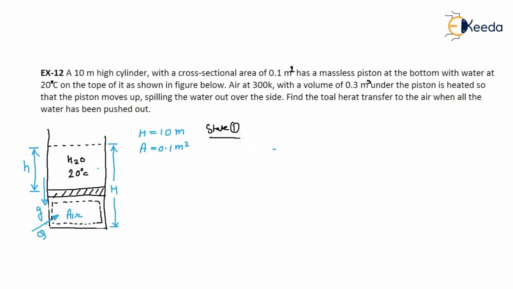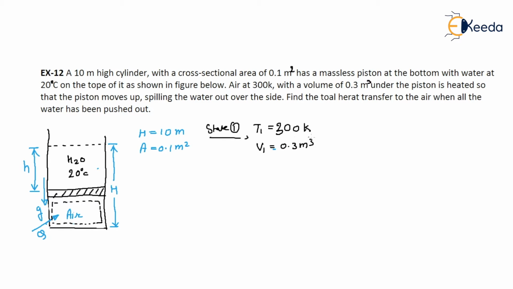Now, what is state 1? What is the pressure P1? And what is the temperature T1? T1 is 300 Kelvin. And what is V1? V1 is 0.3 cubic meters. This is what is given at state 1.